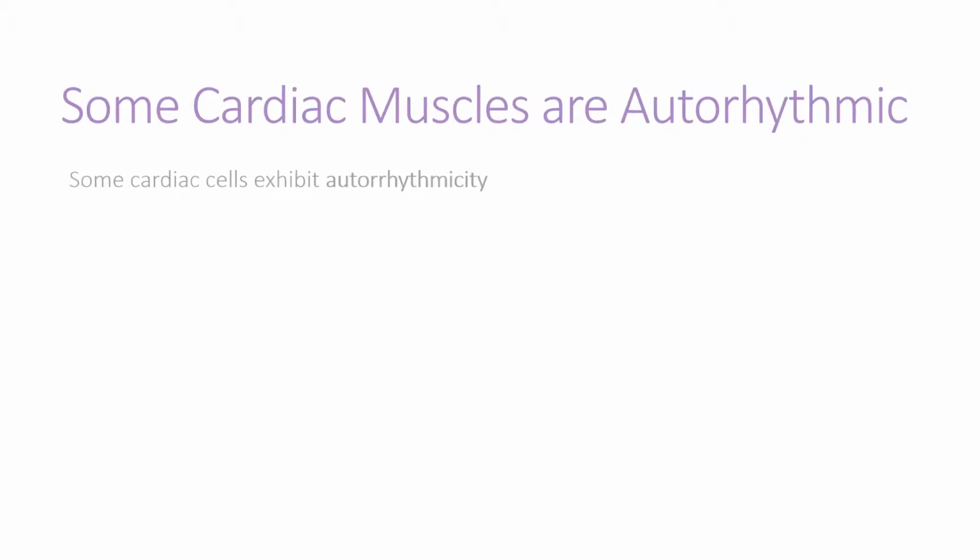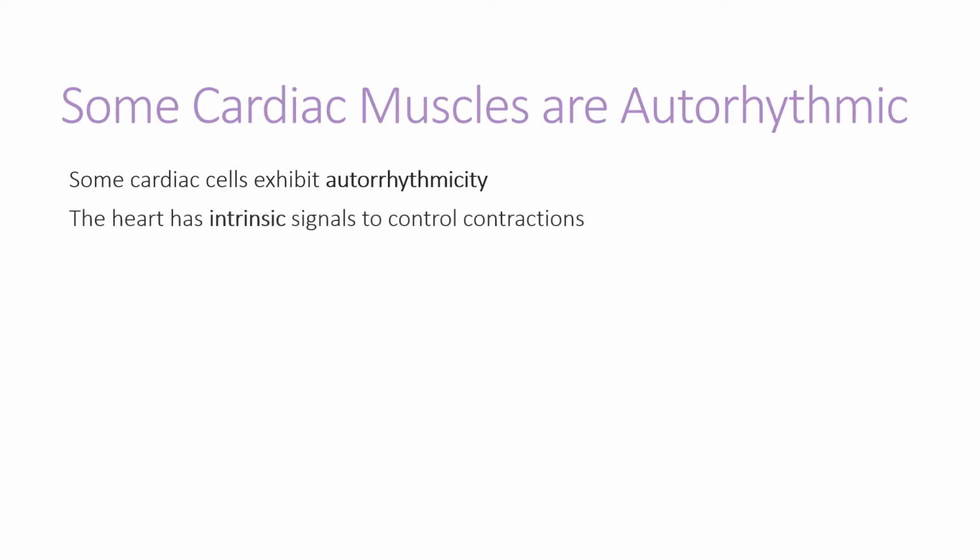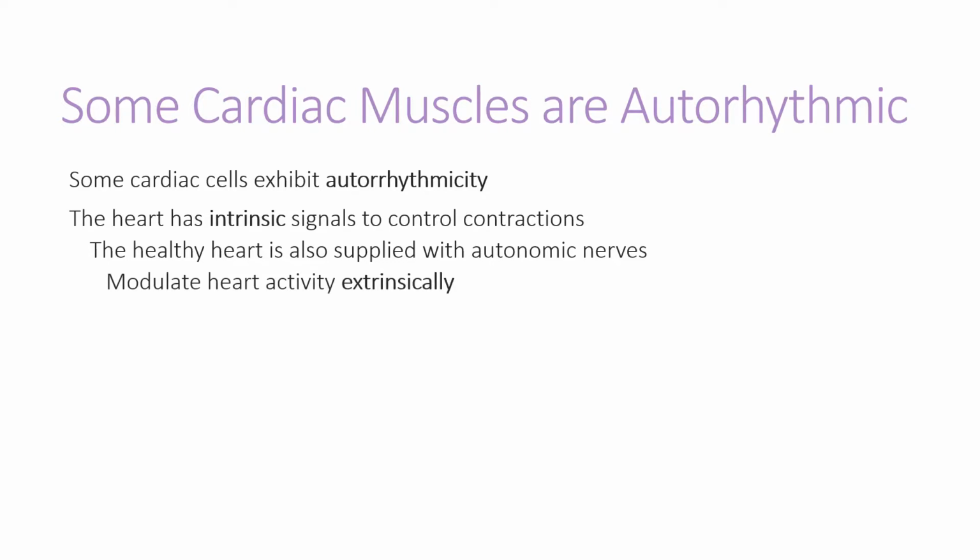As we mentioned in a previous video, some cardiac cells exhibit autorhythmicity, meaning they have the ability to start their own cycles of contractions and excitations. That means that the heart has its own intrinsic signals that can control the contractions and beating of the heart. On top of that, though, a healthy heart is also supplied with autonomic nervous fibers that can help modulate heart activity in an extrinsic kind of way.